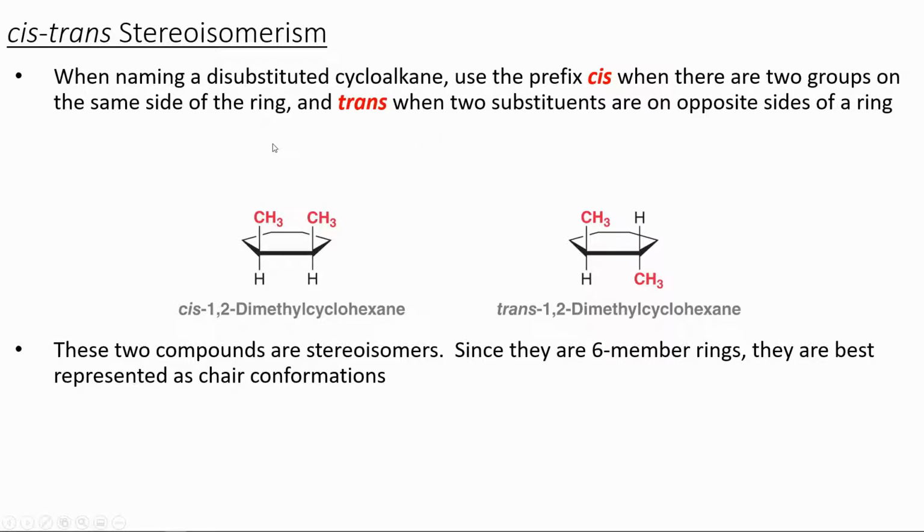When we want to name these compounds, we now have another piece of information that we have to include, which is the relationship between these two substituents. Are they on the same side of the cyclohexane face, or are they on opposite sides? If they're on the same side, we refer to them as cis. So this will be a cis-1,2-dimethylcyclohexane. And when they're on opposite sides, we refer to them as trans-1,2-dimethylcyclohexane. These are referred to as stereoisomers, since they have the same atom-to-atom connectivity, but they have a different spatial arrangement.